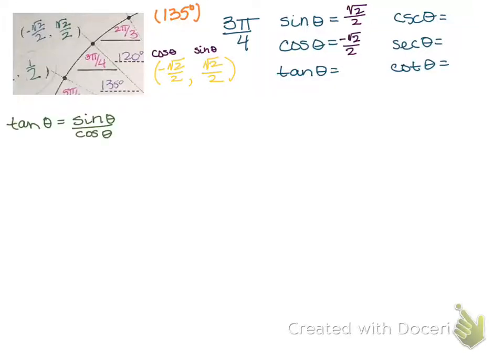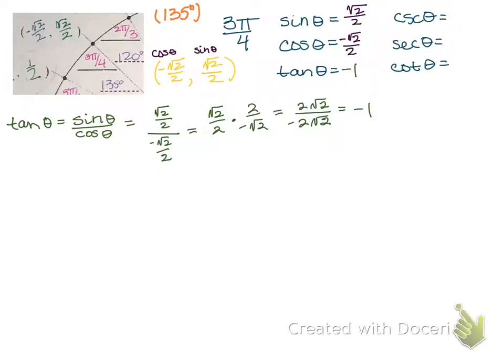To find tangent, it's sine over cosine. So the square root of 2 over 2 divided by negative square root of 2 over 2. If you recognize you have the same number in the numerator and the same number in the denominator, whenever you divide a number by itself, it's always 1. We have one of the numbers is negative, so in this case, my answer will be negative 1. So my tangent is negative 1.